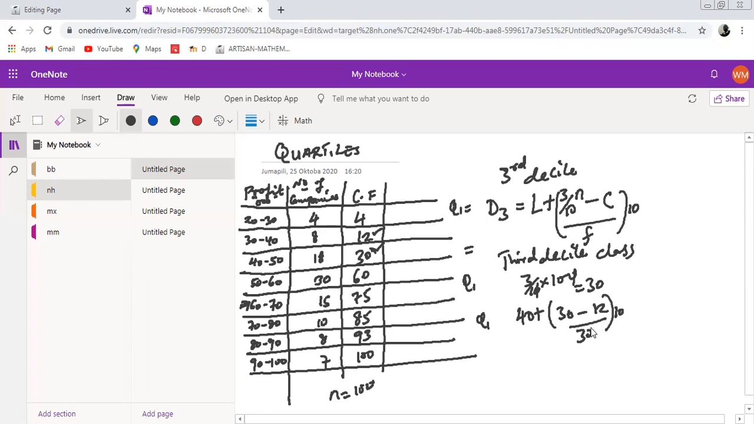So by so doing, the frequency for this particular class is actually 18. It is not 30.